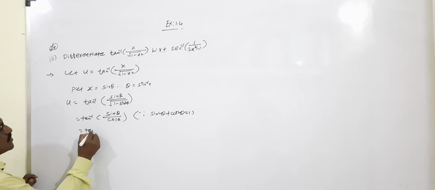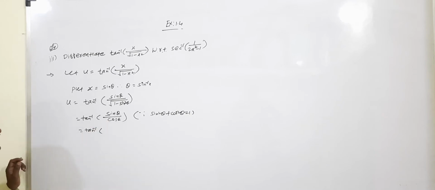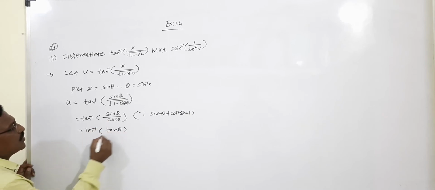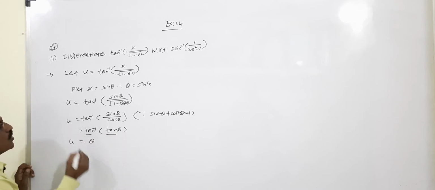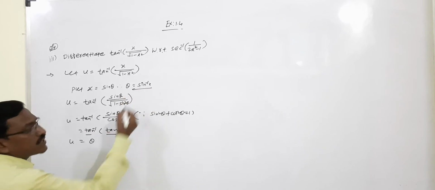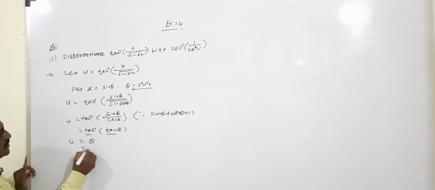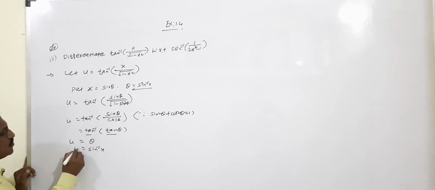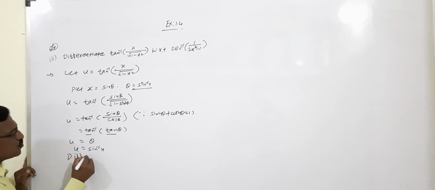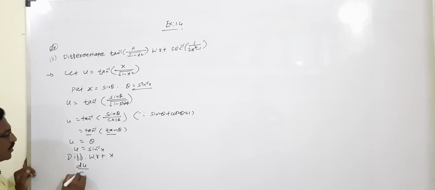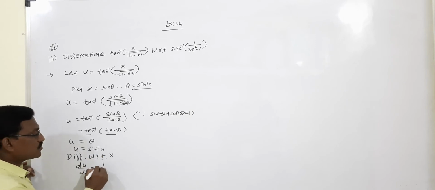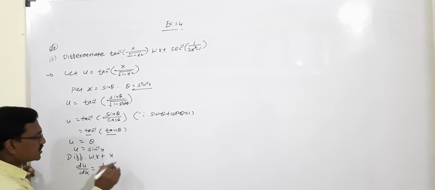And sin by cos is tan theta. Again we use tan inverse of tan theta is theta only, so u equals theta, but theta is sin inverse of x. Now we differentiate this u with respect to x, and therefore the derivative of u with respect to x is du by dx, and the derivative of sin inverse x is 1 upon root of 1 minus x square.